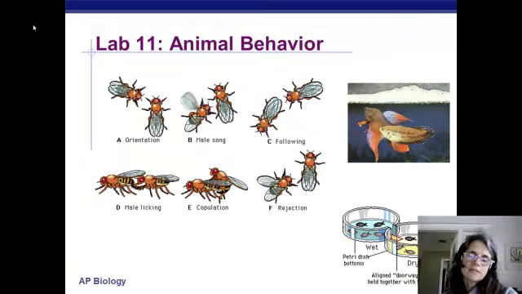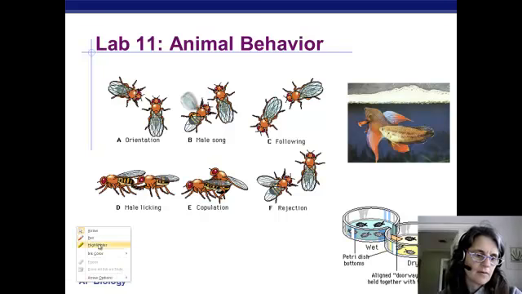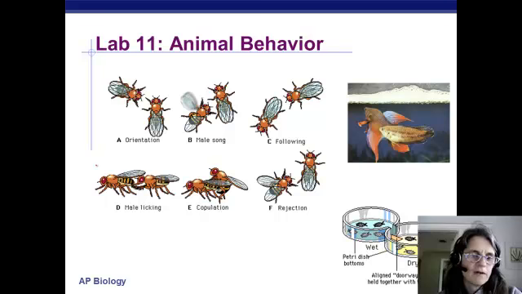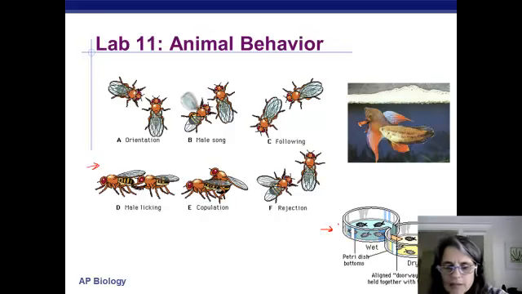Okay, this is a review for Lab 11. This is the Animal Behavior Lab, and we did 3 different labs as part of this. Only 2 of them were actually College Board labs, so I'll focus mostly on those 2. That was the Drosophila or fruit fly mating lab, which didn't work out too well because they really didn't mate a whole lot.